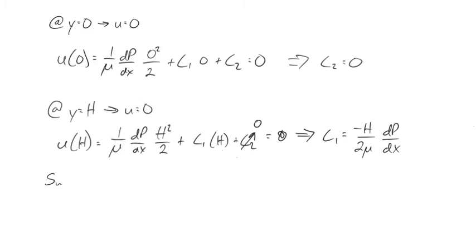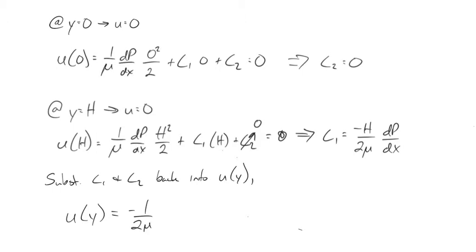Now if we substitute c1 and c2 back into our velocity profile equation, we end up with u as a function of y equal to 1 over 2 mu, dp dx, all times the quantity h times y minus y squared. So we get that parabolic profile we were expecting to see, because we know that fully developed laminar flow has a parabolic profile.